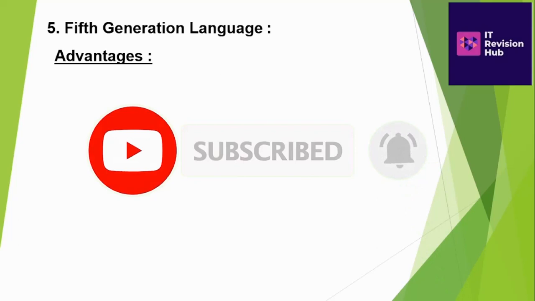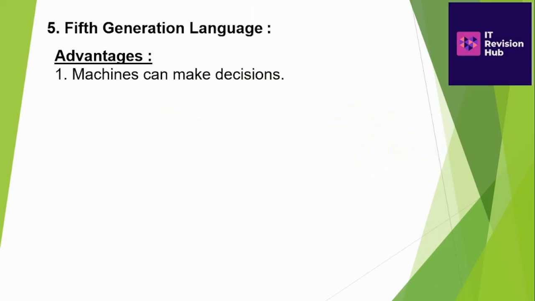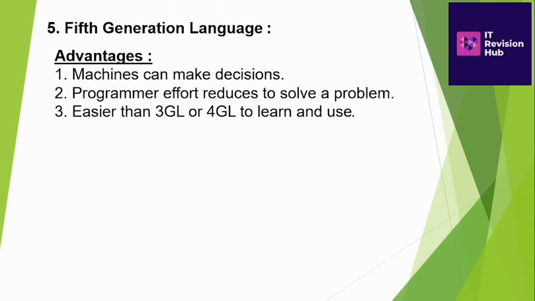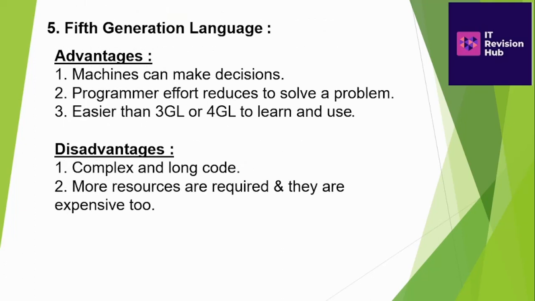Now let's look at the advantages and disadvantages of fifth generation languages. Machines can make decisions. Programmers' effort is reduced in solving problems, and it is easier to learn and use than third generation or fourth generation languages. Let's discuss disadvantages. Complex and long code. More resources are required and they are expensive too. Now I think you have a clear idea of all five generations of programming languages.